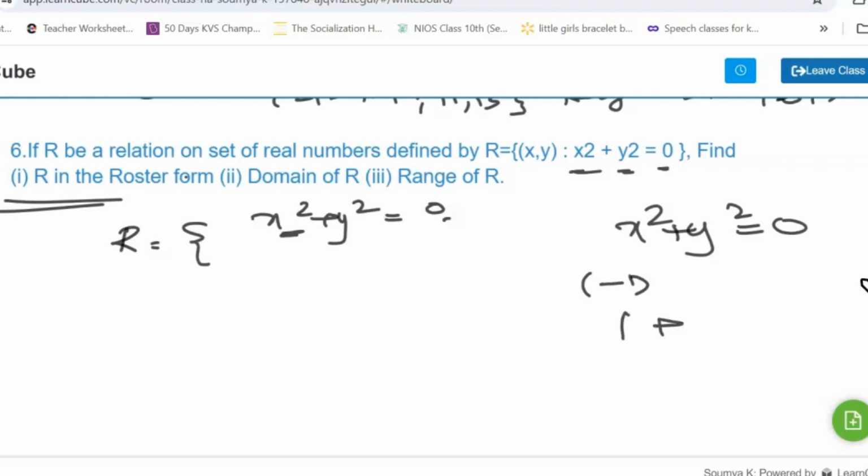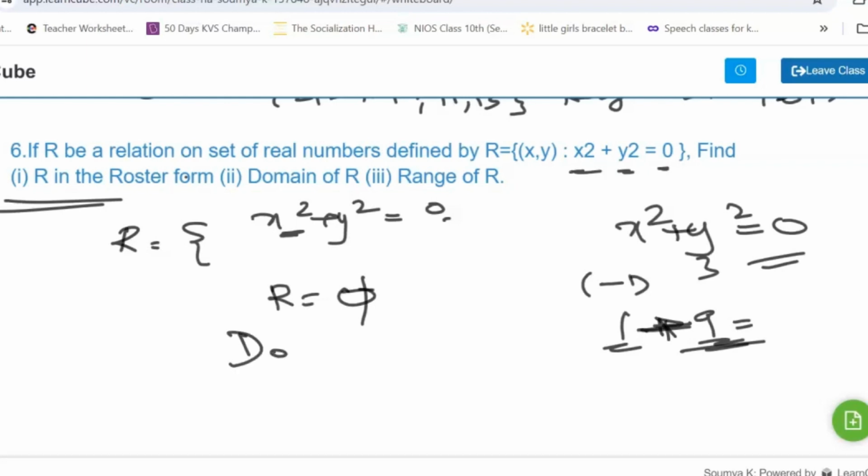If it is 3, okay, then you will have 9. So any number will give you the positive result and it is getting added up. So no chance you have to get a result as 0. So you will not have any of the elements like that. So the relation is an empty relation. That means nothing is there as the element. And for that type of relation, you will have the domain as again null and again range will be null. Okay.